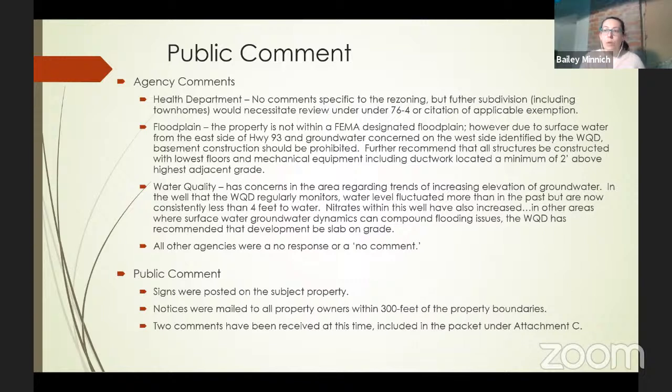I did post signs on the subject property. We also mailed notices to all the adjacent landowners within 300 feet of the property. And I've had 2 comments received. They were included as part of your packet. They were in opposition to the request. Some of the concerns raised include the future potential townhome developments, concerns with compliance with the Meadows West covenants, the drainage that we've already kind of discussed on the property, and potential evasion of subdivision review.